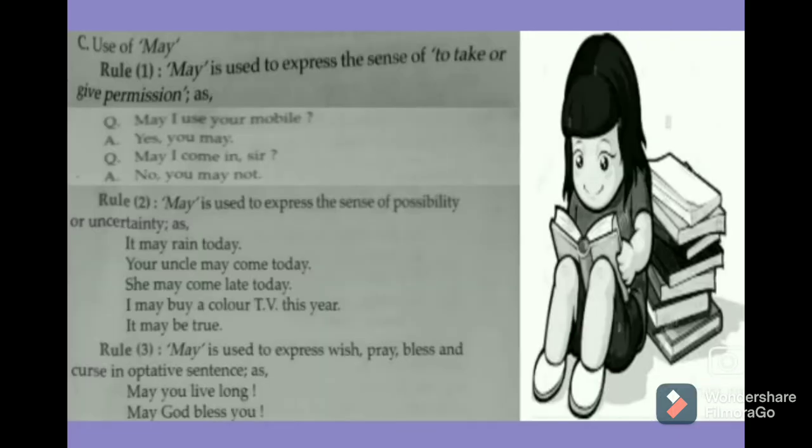Let's move further. Use of may. Rule number 1. May is used to express the sense of taking or giving permission. As, may I use your mobile? Yes, you may. You may see may has been used to express the sense of taking permission or giving permission.